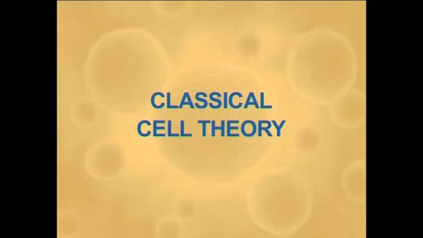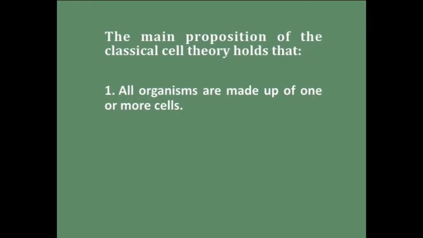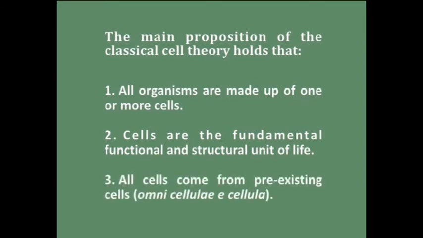Let us now see the classical cell theory. The main proposition of the classical cell theory holds that: number 1, all organisms are made of one or more cells. Secondly, cells are the fundamental functional and structural unit of life. And thirdly, all cells come from pre-existing cells, that is omnis cellula e cellula.